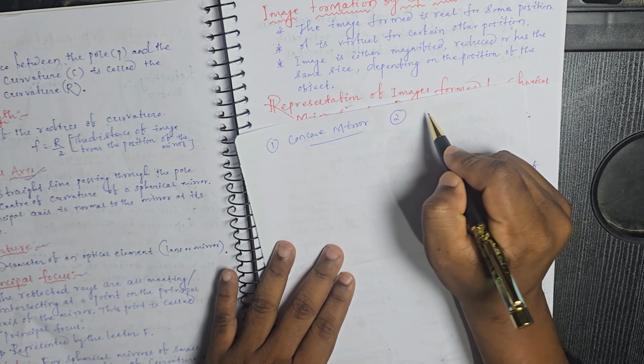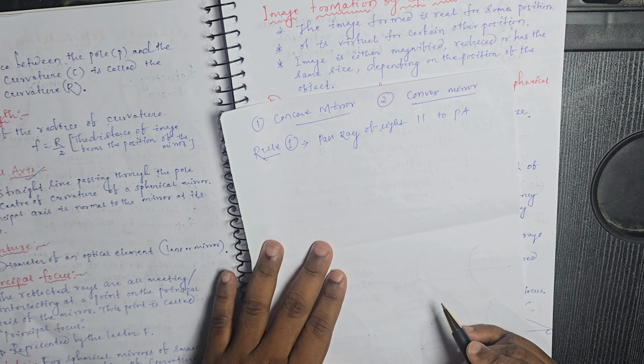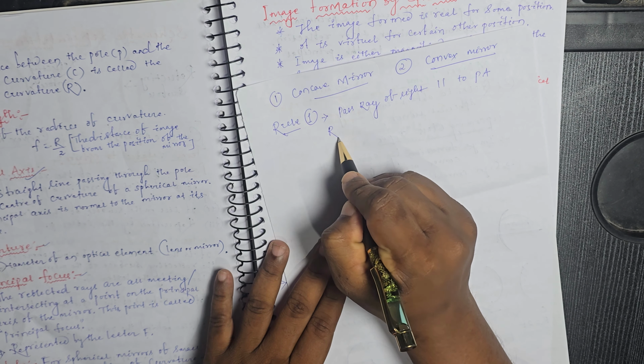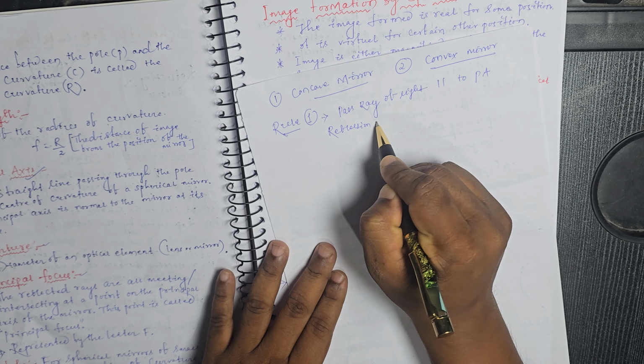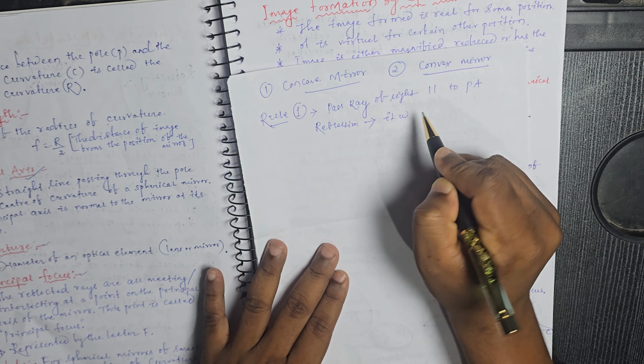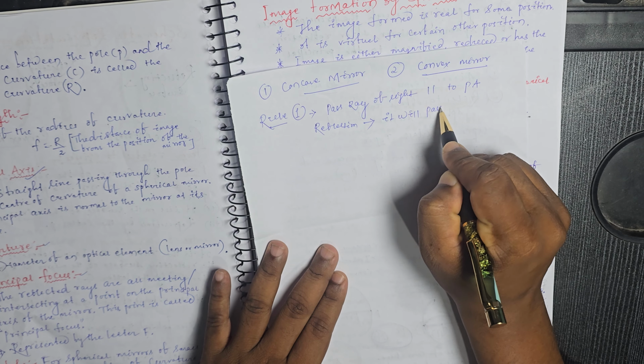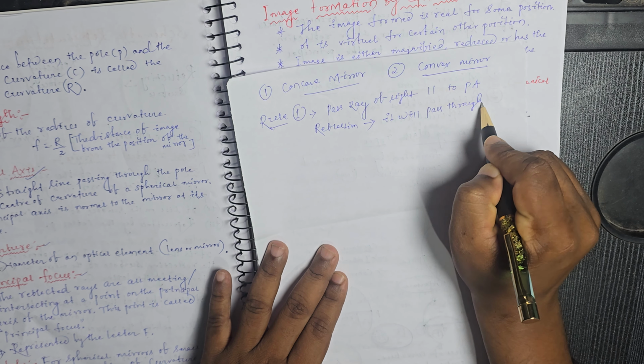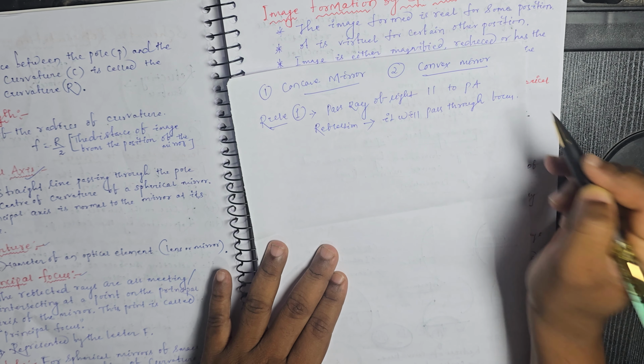Rule number 1 says that if you pass a ray of light that is parallel to the principal axis, then after reflection it will pass through the focus. Okay, so this rule I am going to apply on a concave mirror as well as on a convex mirror.